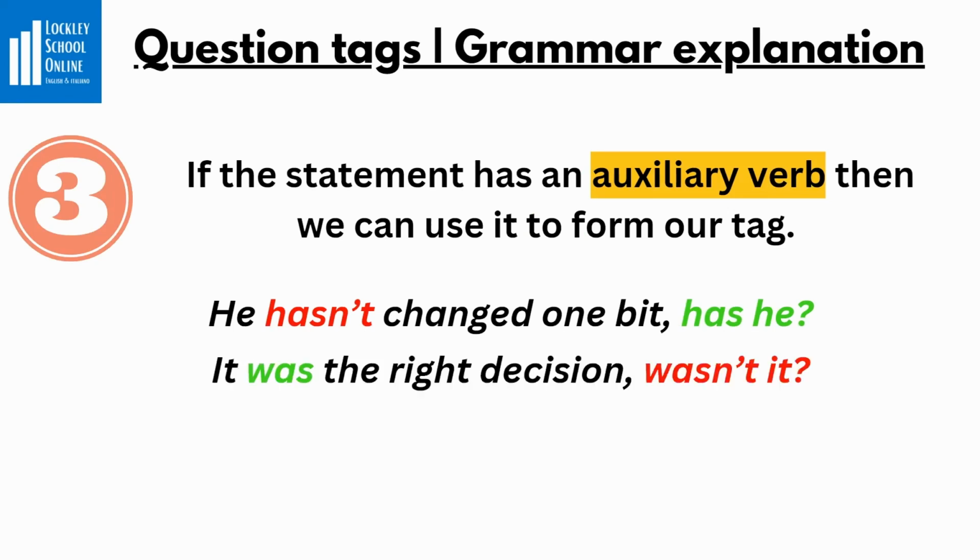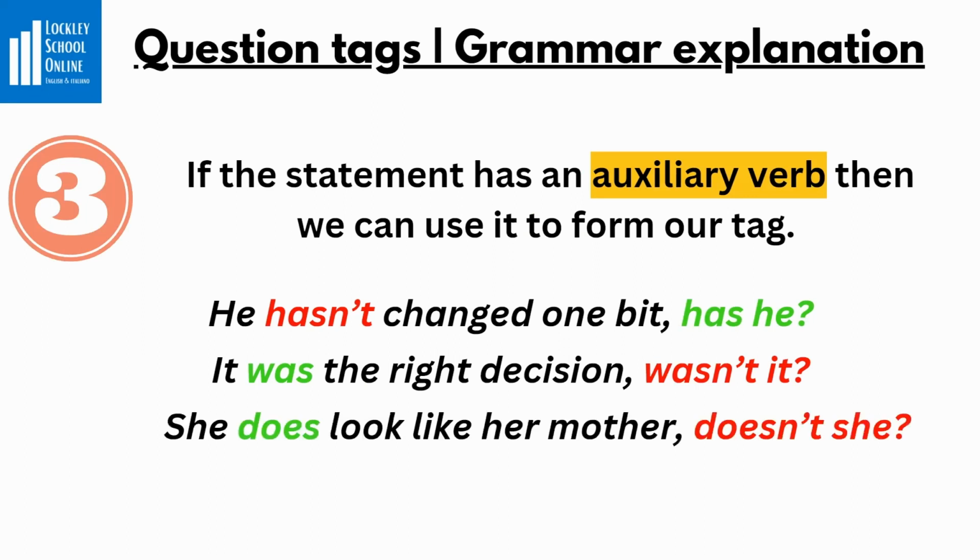It was the right decision, wasn't it? In this case, we use the was, and we can turn the was into wasn't. She does look like her mother, doesn't she? In this case, we have the does, positive, so we'll take the negative, doesn't.